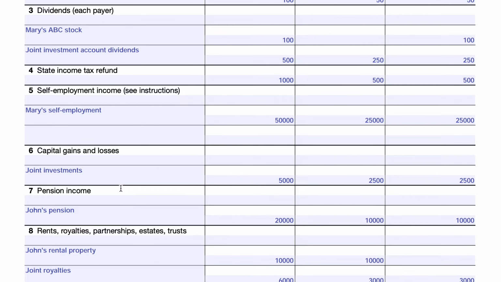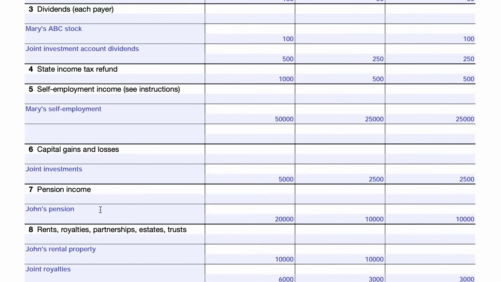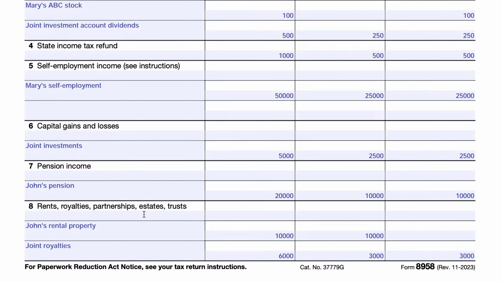As a general guideline, the longer you've been together and the longer that you've been together in a community property state during the time that one spouse or the other was earning pension benefits, the more likely it is going to be that it's treated as community property and less likely that it's going to be treated as separate property. Rents, royalties, partnerships, estates, and trusts.